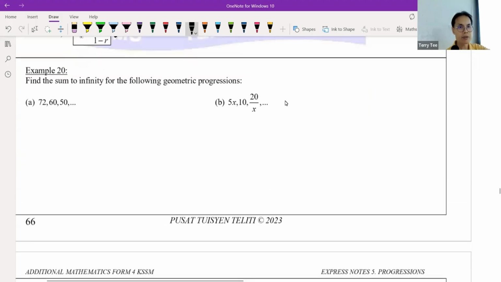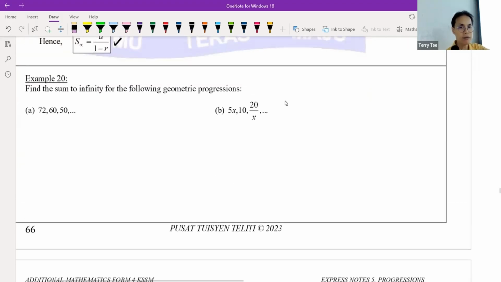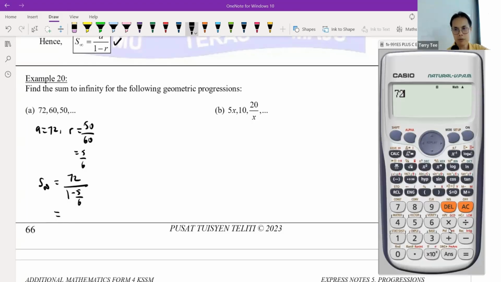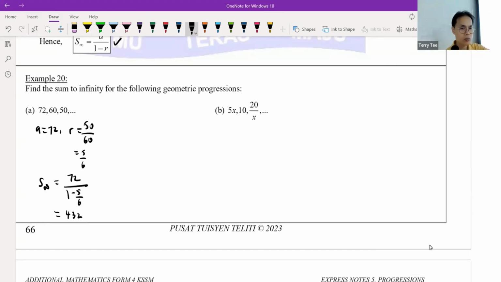Okay, so let's look at example 20. In this example 20, very simple. I want to find the sum to infinity. My A is 72. My common ratio is 60 divided by 72. Actually, it's easier to use 50 over 60, 5 over 6. So my sum to infinity is therefore A divided by 1 minus R. Basically, it is 72 times 6, which is 432.